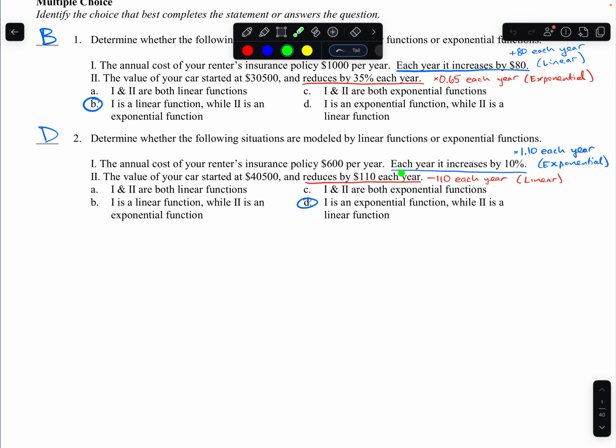Similarly, for number 2, one scenario is increasing by 10%. When we're talking about increasing or decreasing by a percentage, we're multiplying by like 1.1. That's 100% plus 10% more. Or in the last one, 100% minus that percent. Either way, it would form a geometric sequence or an exponential function. In scenario 2 for number 2, it's reducing by a flat amount. We're subtracting $110 each year. That would be linear because it forms an arithmetic sequence. So our answer would be D.